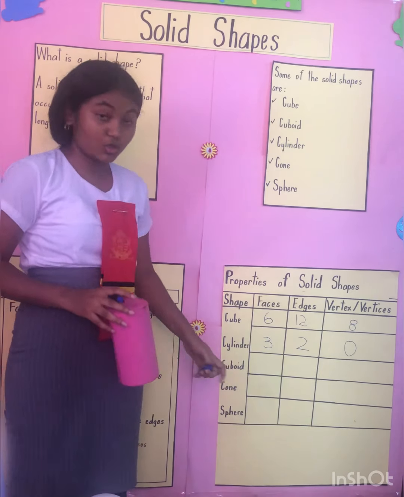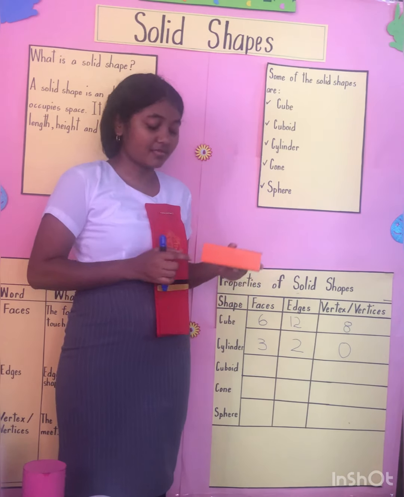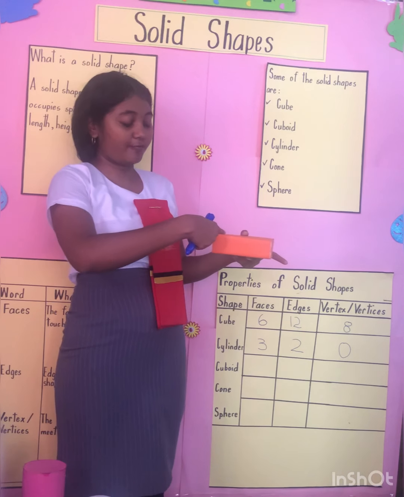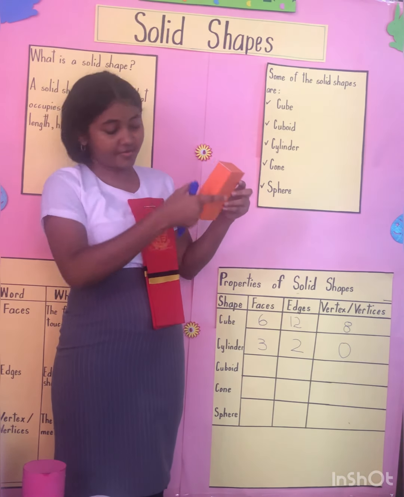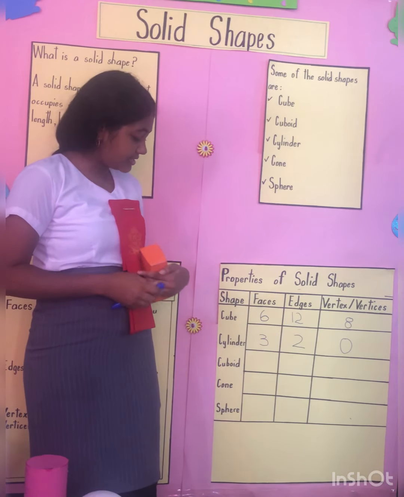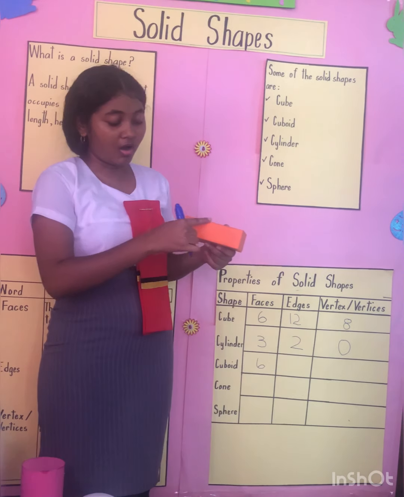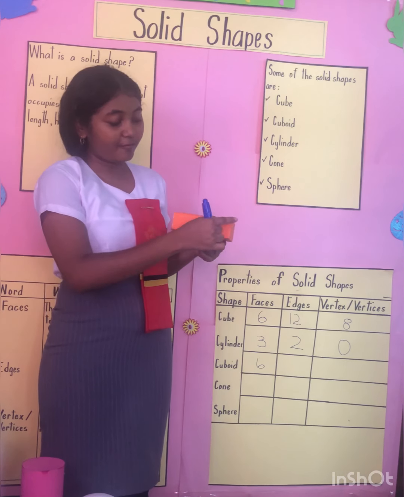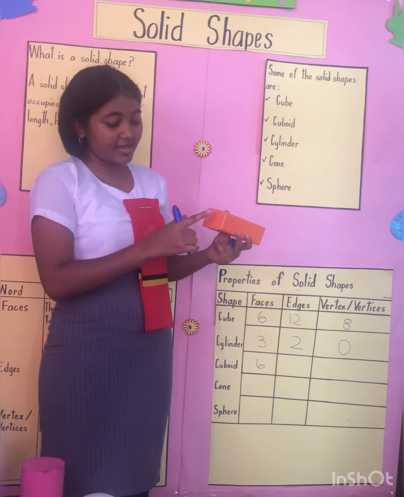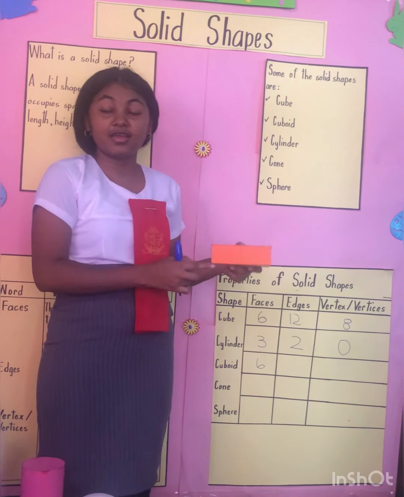Now let's move on to the cuboid. Let's count the number of faces a cuboid has. We have 1, we have 2, 3, 4, 5, and 6. So is that correct? Yes, it is correct. So let's put that in here. How about the number of edges? Let's count them together. 1, 2, 3, 4, 5, 6, 7, 8, 9, 10, 11, 12. So is that correct, class?